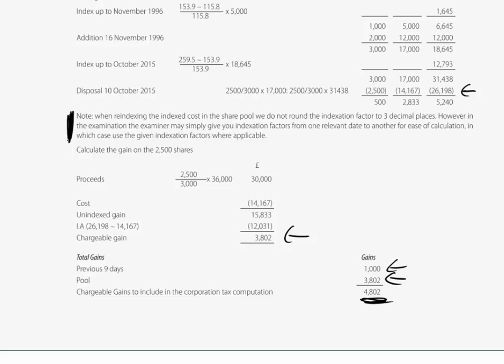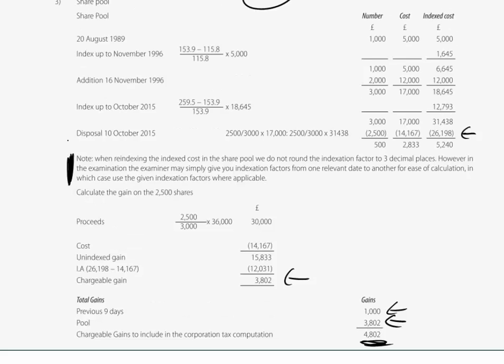When we put together the share pool, what we had to do was to show the correct calculation of the so-called re-indexation of the index cost column. So when in November 96 we had the second acquisition following on from August 89, we re-indexed up that index cost column from the 5,000 that it originally was, and what we did not do when we put those RPIs through the calculator was to round. We didn't apply an indexation factor, we just left the result in the calculator and multiplied it through by £5,000.